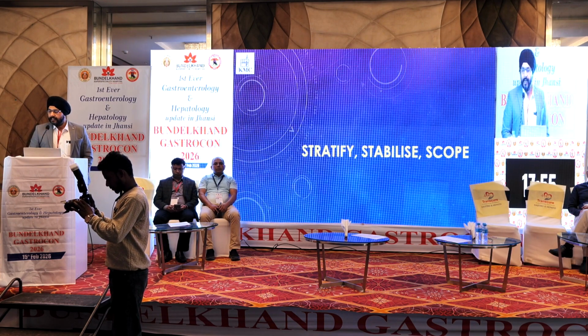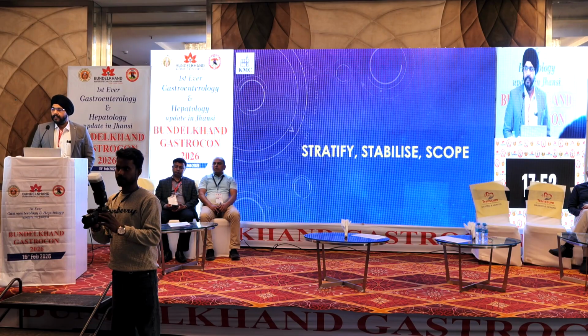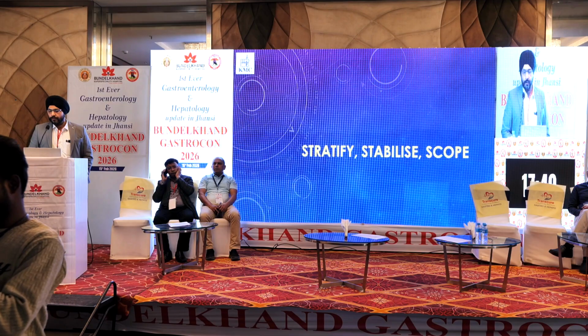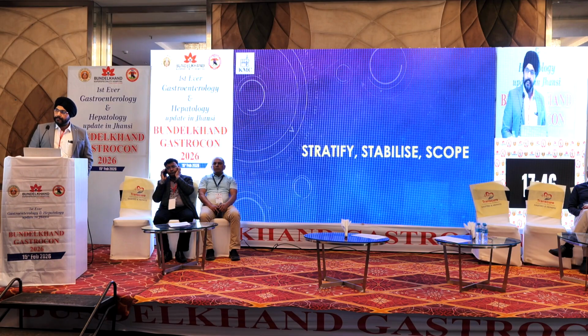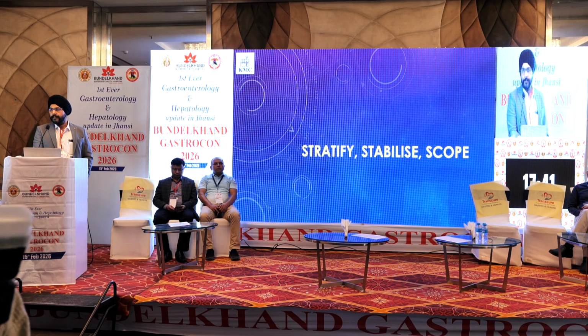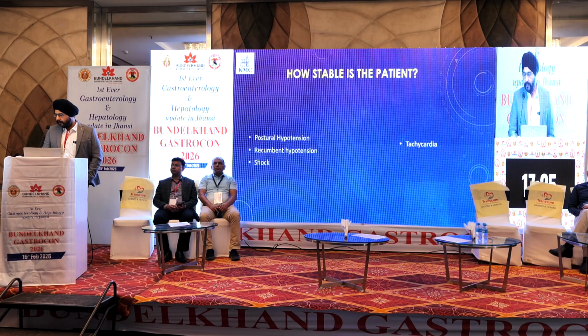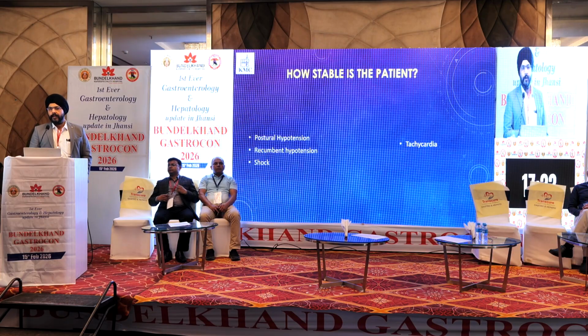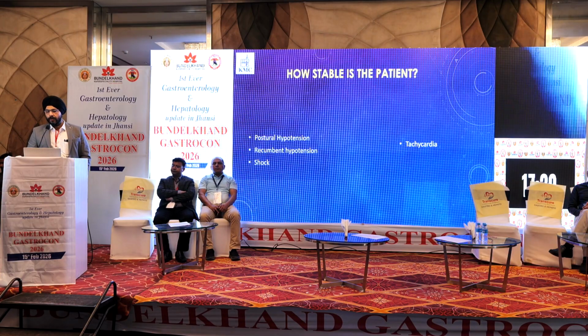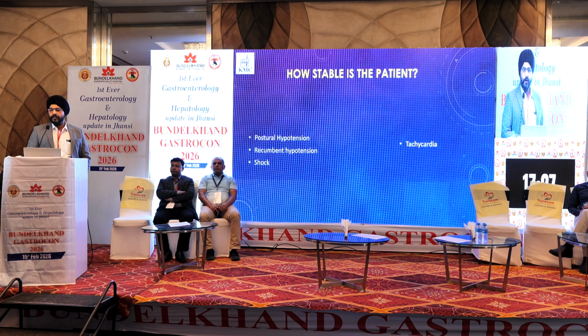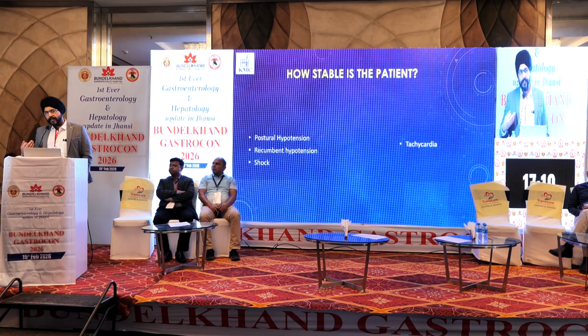So what strategy do we follow when we manage upper GI bleed? Since this was mentioned by Dr. Kapil also, we have to stratify, we have to stabilize the patient, and we have to scope. So we should remember the 3 S's: stratify, stabilize, and then scope the patient. So how stable is the patient? It's not rocket science, we just have to look at the vitals. See the pulse, whether it's feeble or not, whether tachycardia is there or not, whether the patient has hypotension or is in shock. These are the parameters which can tell in any bleeding patient whether he is stable or not.